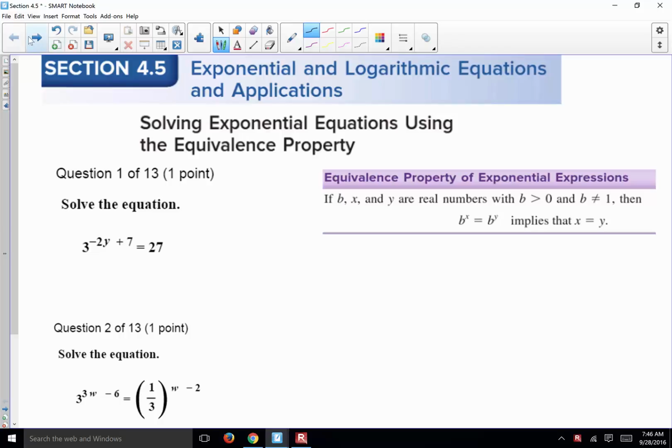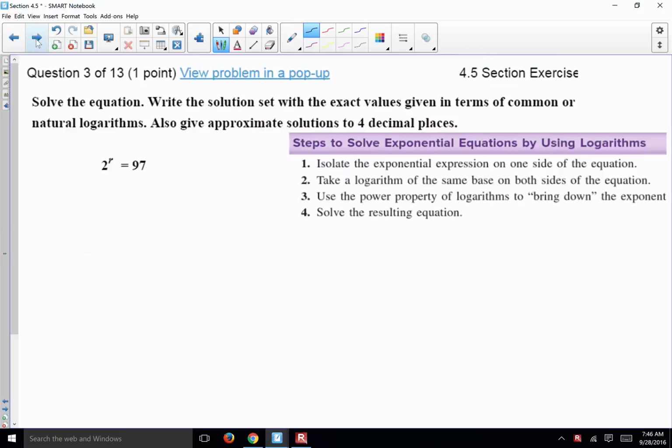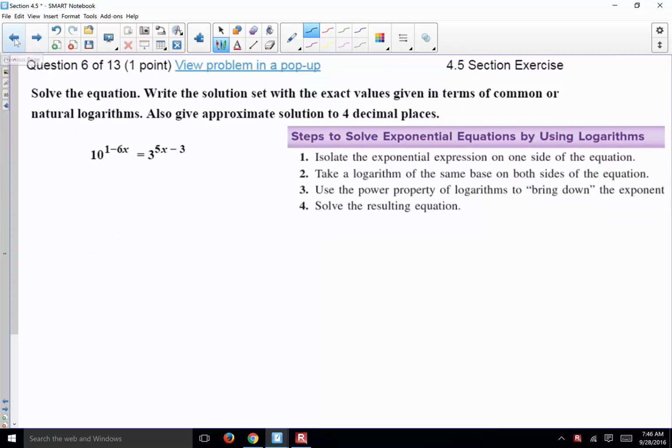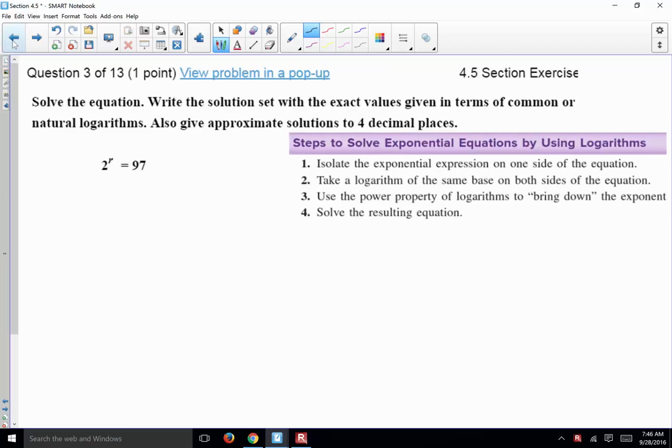We're continuing solving equations involving logarithmic functions and exponential functions. I think we finished number 3 yesterday. Hopefully we'll finish this today and maybe start a little bit of next section, 4.6.